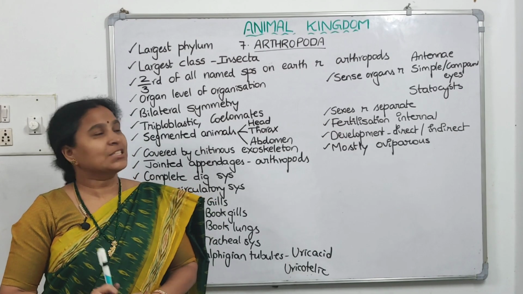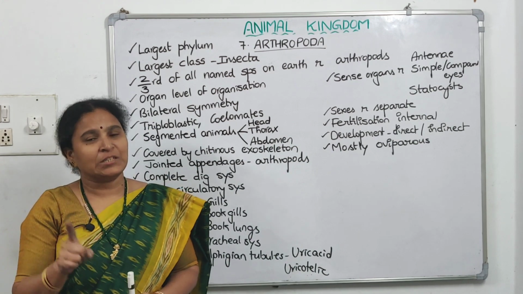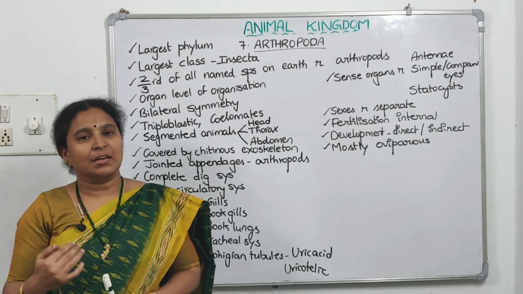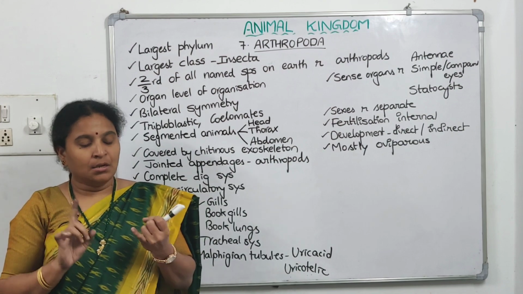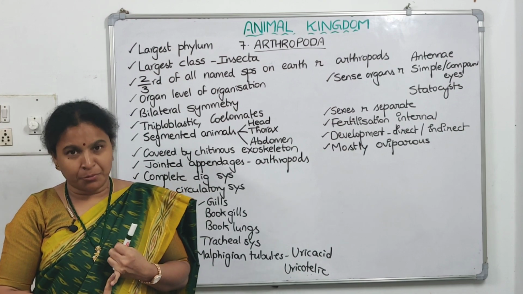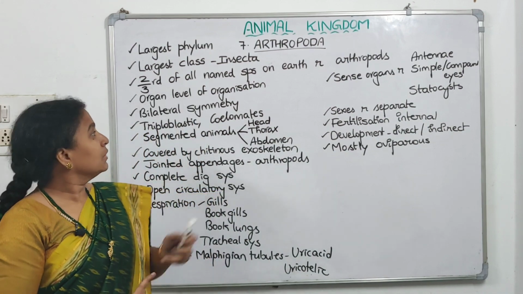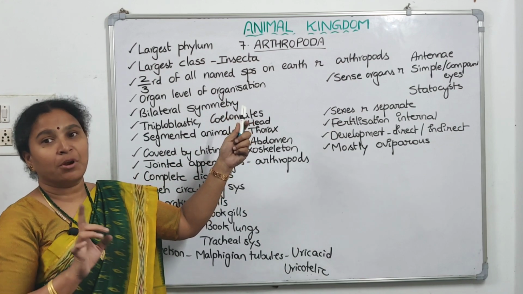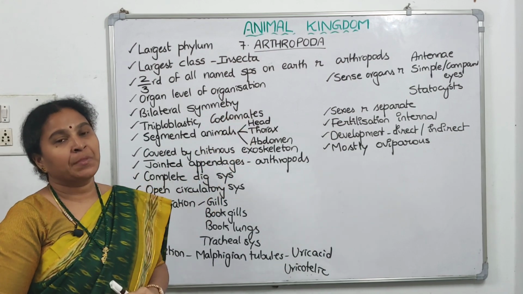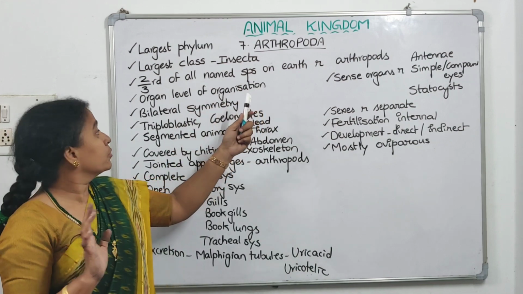After Annelida, the next phylum is Arthropoda. Arthropoda is the largest phylum and it is divided into many classes. It has the largest class also, which is Insecta. So the largest phylum is Arthropoda and it has the largest class, Insecta. Two-thirds of all the named species of animals on earth belong to this phylum only, Arthropoda.